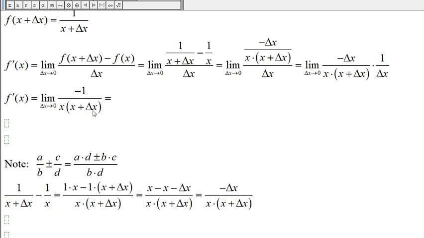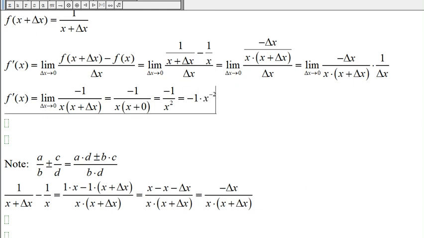And now delta x goes to 0. And so we get negative 1 divided by x times x plus 0, which is equal to negative 1 over x squared. And this could also be written as negative 1 times x to the negative 2. And we'll need this later on.